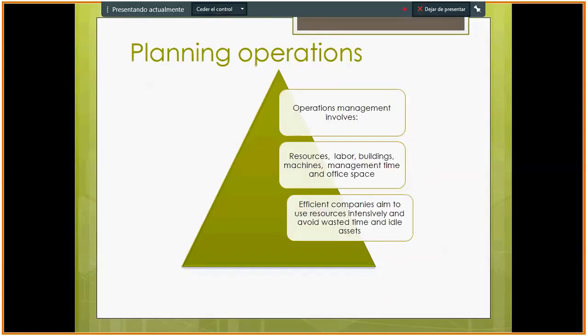Okay, planning operations. Operations management involves resources, labor, buildings, machines, management time, and office space. Efficient companies aim to use resources intensively and avoid wasted time and idle assets.